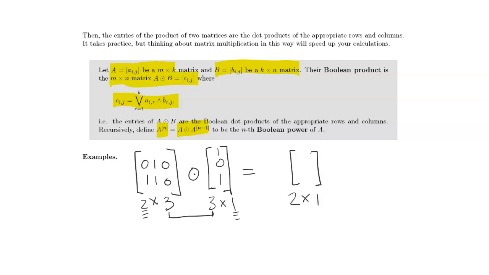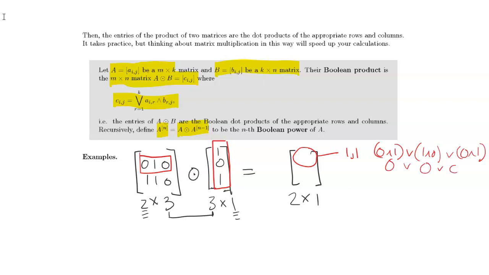The 1, 1 entry of our product is going to be the first row of our left-hand matrix, quote-unquote dotted with the only column of our right-hand matrix. So that dot product is 0 and 1. I should be saying meet instead of and. Join 1, meet 0. Join 0, meet 1. That's 0, join 0, join 0, which is 0. So I'm going to put a 0 in the 1, 1 position of my product.